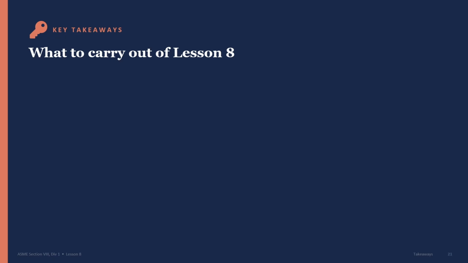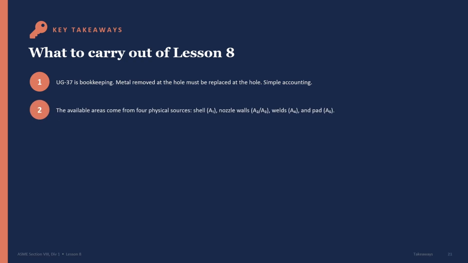6 takeaways from lesson 8. Carry this forward. 1. UG-37 is bookkeeping. Metal removed at the hole must be replaced at the hole. Simple accounting. 2. The available areas come from 4 physical sources. Shell access A1, nozzle walls A2 and A3, welds A4 and pad A5.